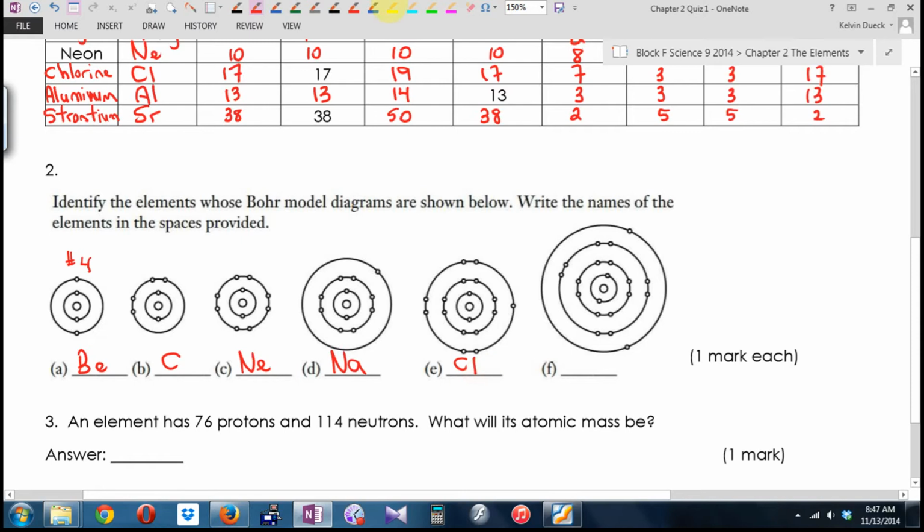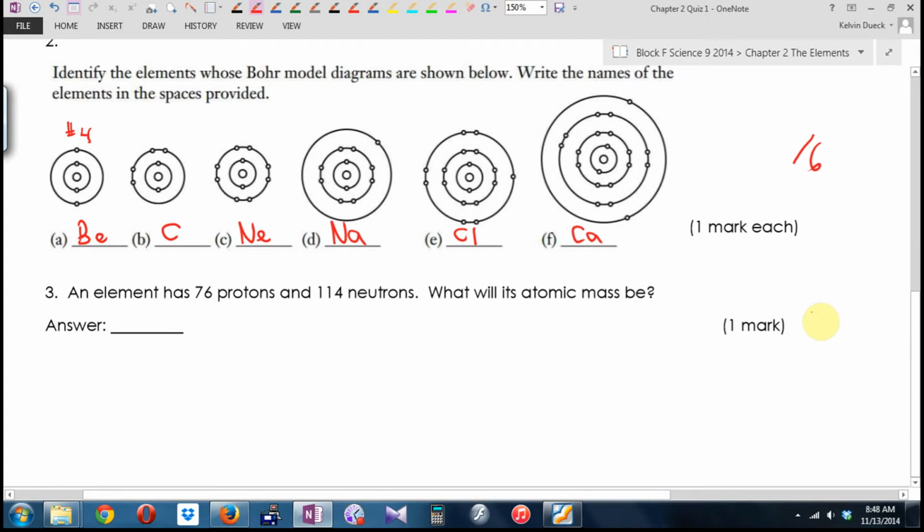Wow. 2 and 8 is 10, and 8 more is 18, 19, 20. Is it calcium? Woohoo. 1 mark for each of those. You can give yourself a little score out of 6 if you want.